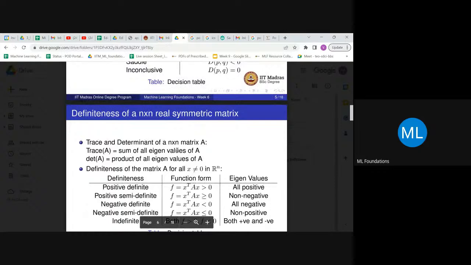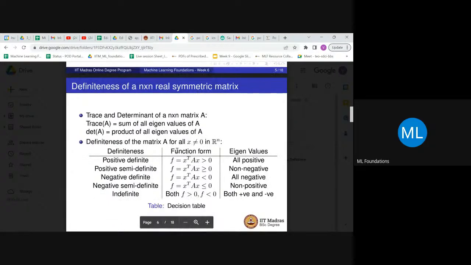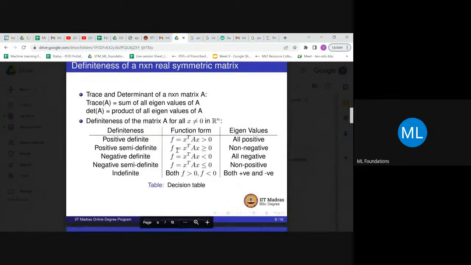So I've discussed everything. If you have any doubt, you can ask me. I'll just go through some examples also. And for the definiteness, this is all the stuff. So I have told you some other methods also.